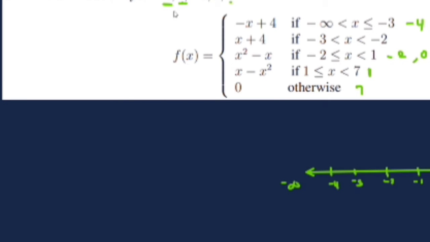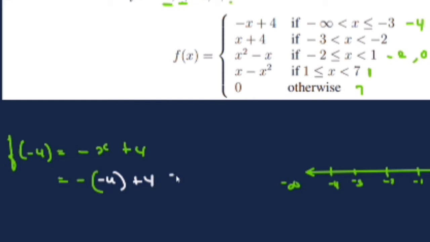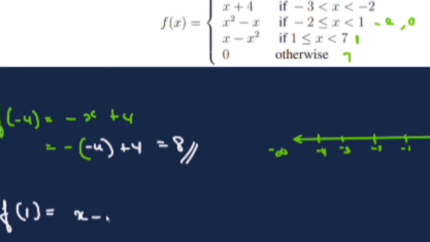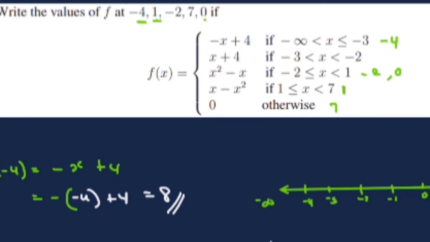Now f of minus 4. So you have to write this function. It is minus x plus 4. So that is minus of, substitute for x. What is x? Minus 4 plus 4, that is equal to 8. Next is f of 1. Where is 1? 1 is in this. So x minus x square, 1 minus 1 is 0.